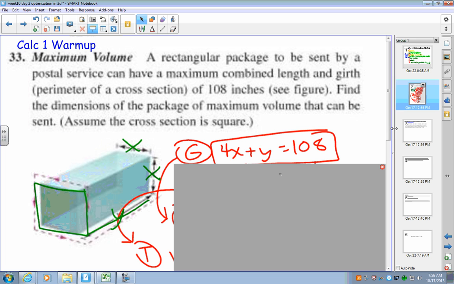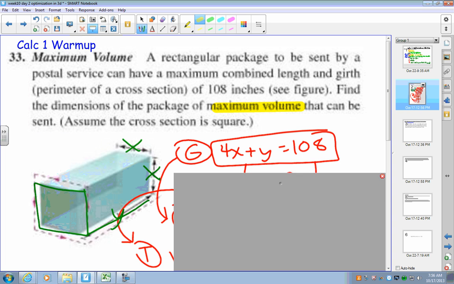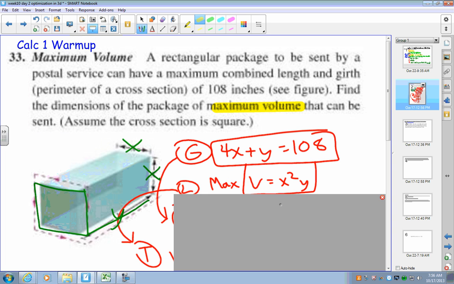So there's my given. Okay. What I would like to have is the maximum volume. Right there it says I want the maximum volume. So that volume is x squared times y. Okay. So x squared times y, I cannot take the derivative of that, okay, because it has two variables.